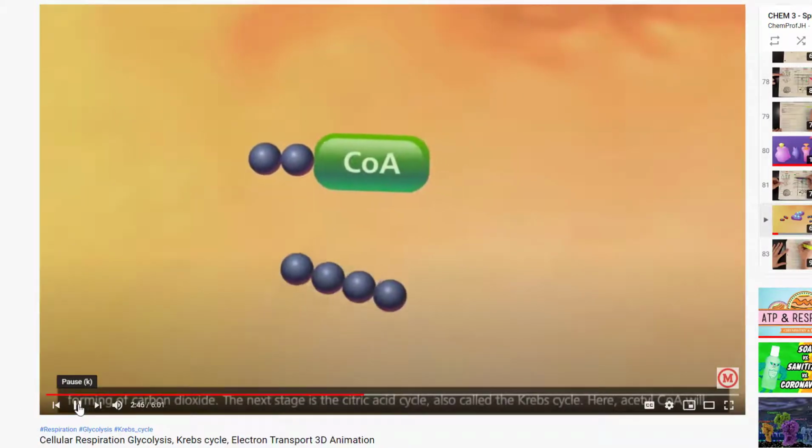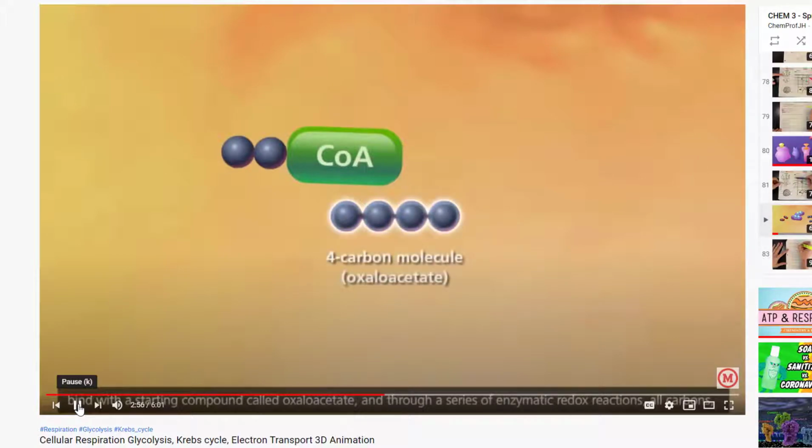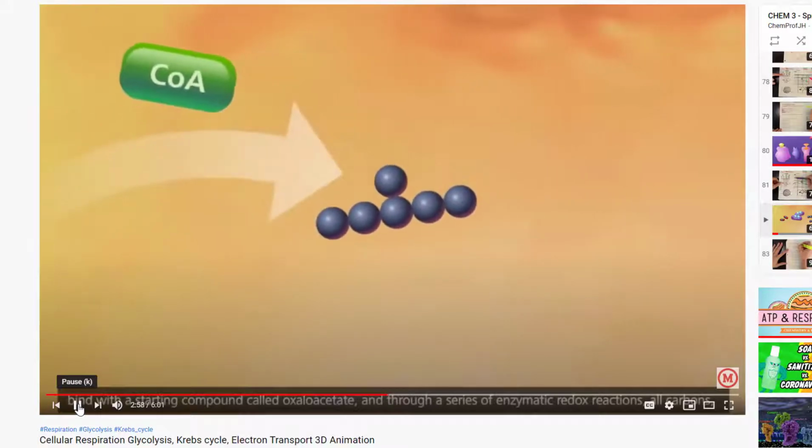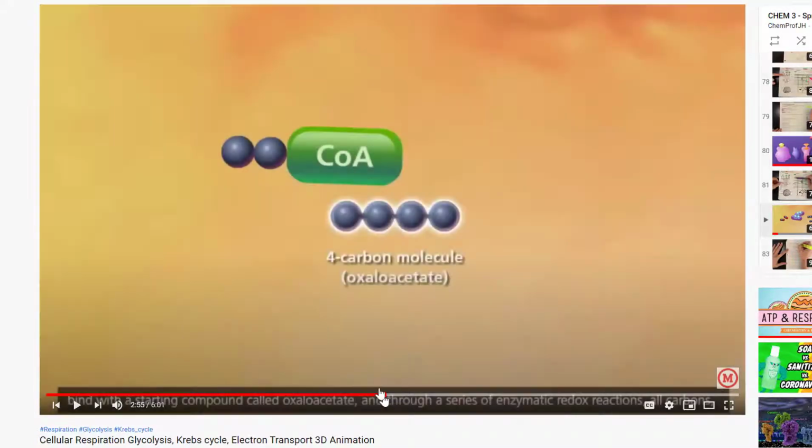The next stage is the citric acid cycle, also called the Krebs cycle. Here, acetyl-CoA will bind with a starting compound called oxaloacetate, and through a series of enzymatic redox reactions, all. So this is going quickly here, but let me back up so we catch that.